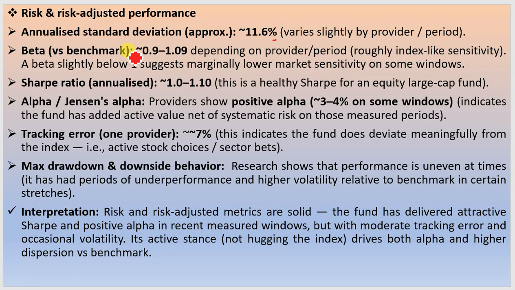Maximum drawdown and downside behavior. Research shows that the performance is uneven at times. It has had periods of underperformance and higher volatility relative to benchmark in certain stages. The interpretation is that risk and risk adjusted metrics are solid. The fund has delivered attractive Sharpe and positive alpha in recent measured windows, but with moderate tracking error and occasionally higher volatility. Its active stance, not hugging the index, drives both alpha and higher dispersion versus benchmark.